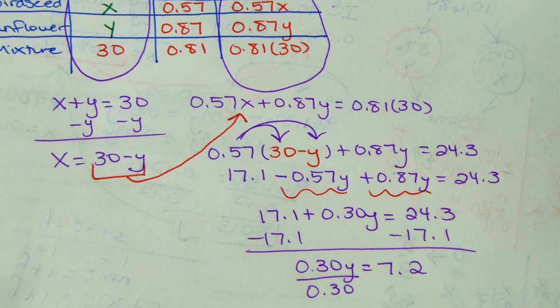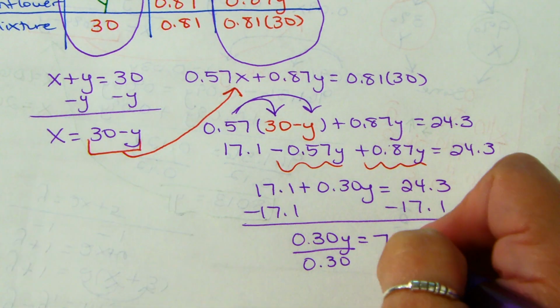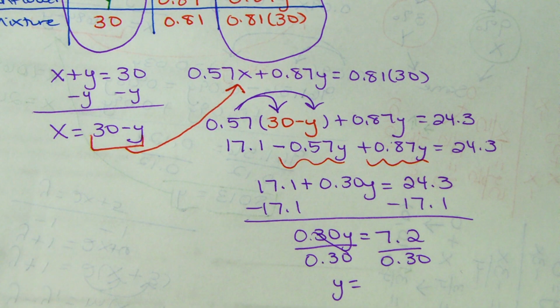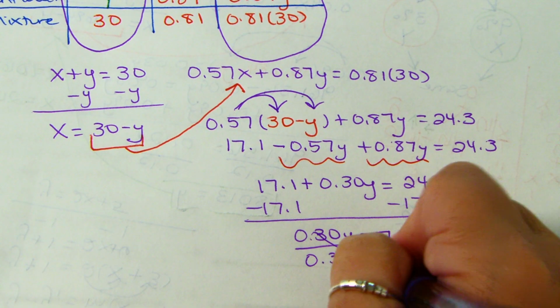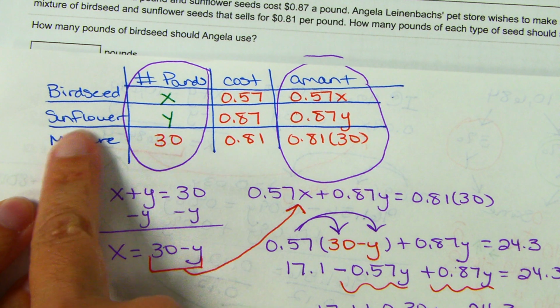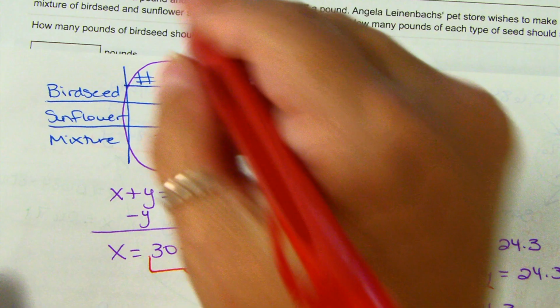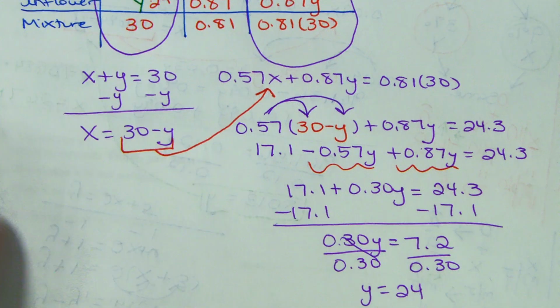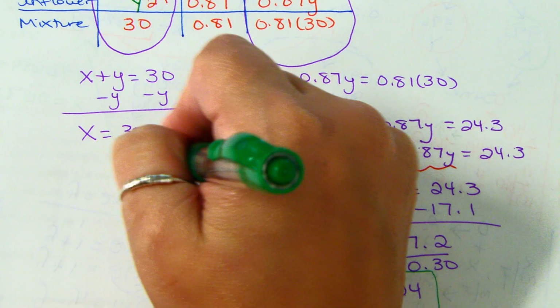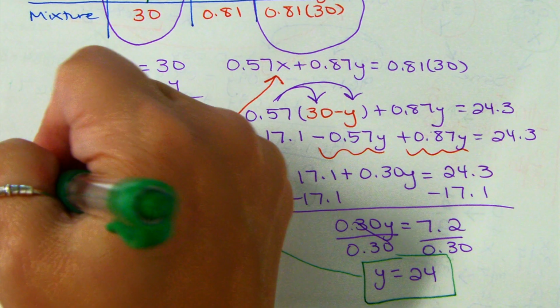I love my table so much because at this point I have no idea what y was. I really don't. But my table tells me y is the number of pounds of sunflower seed. That'll be 24. And here's the deal, if I know how many pounds of sunflower seed I have, I can substitute that in and figure out how many pounds of bird seed I need. Because bird seed is x equals 30 minus y. We just said that y was 24. 30 minus 24 is 6. So it means we need 6 pounds of bird seed, 24 pounds of sunflower seed to make this mixture the way that they want to have it.